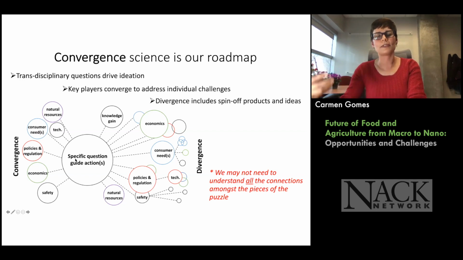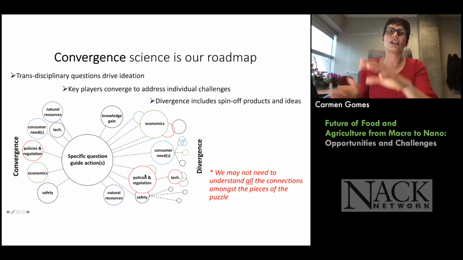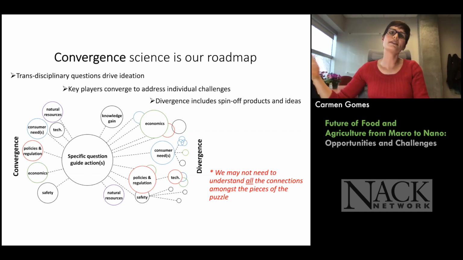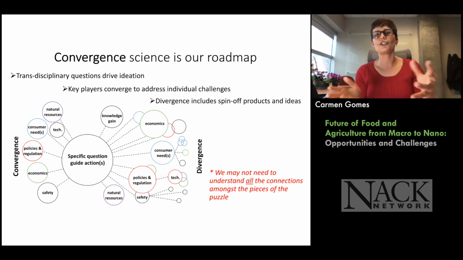And based on the research and over time, you see that you will gain knowledge, you will impact economically, you will impact the consumers, you will have things diverging into different branches. That's the divergence part. And you will impact natural resources, policy regulation, and so forth. So key players converge to address an individual challenge, and eventually things diverge and spin off in products and ideas. So again, the importance of having a transdisciplinary approach to tackle a big complex problem is needed.